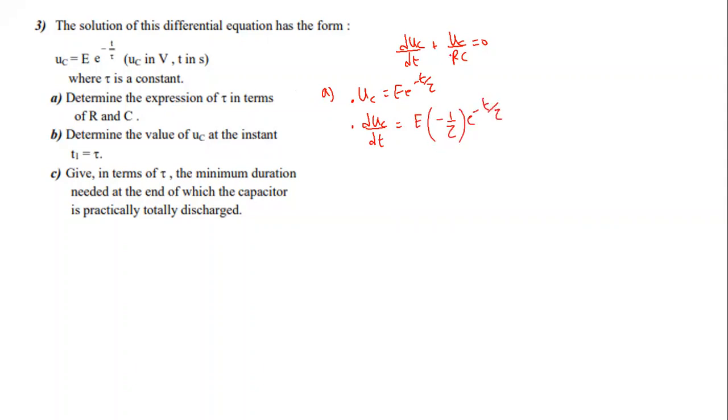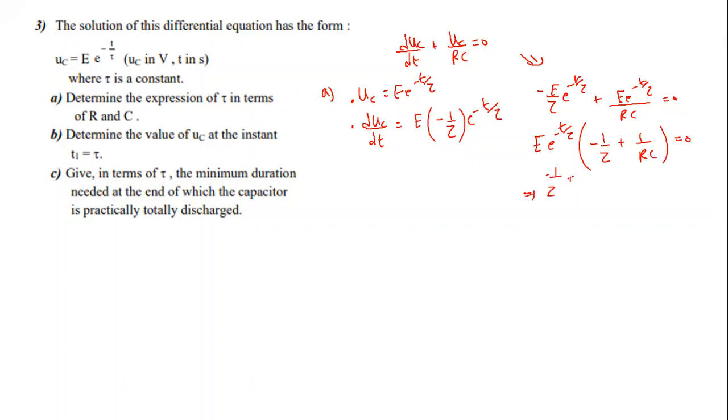Now we will do the substitution in the differential equation, which means minus E over tau e to the power minus T over tau, plus UC, which is E exponential over RC, is equal to 0. Then we take a common factor. So it should now be minus 1 over tau plus 1 over RC is equal to 0. This means that tau is equal to R times C.